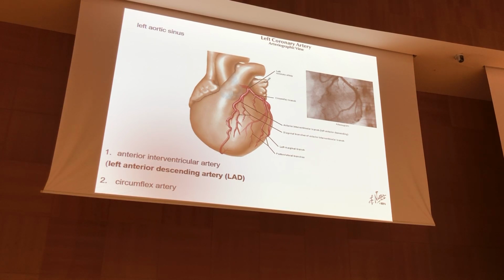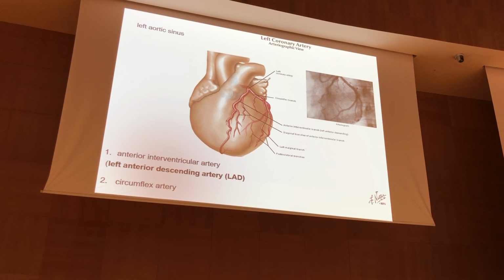The other one is going to circumflex the heart, going around the heart, and it's going to run in the coronary sulcus. So the left coronary artery is going to divide immediately into two. One is the left anterior descending, and the other one is the circumflex. Now, from the left anterior descending artery here, you can see it is running towards the apex. It's the main artery that will supply the apex. Okay?